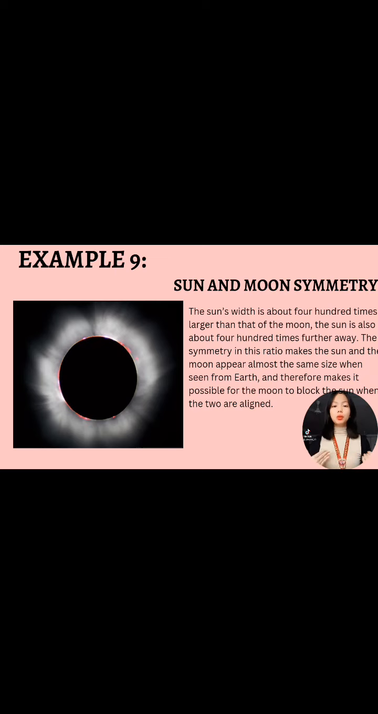Example number 9: Sun and Moon symmetry. With a ratio of 400 times, the Sun and Moon appear almost the same size when seen from the Earth, and the symmetry will appear.